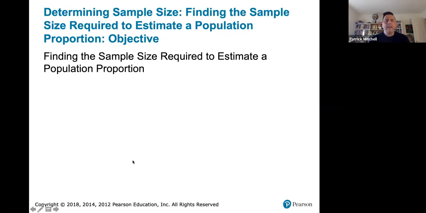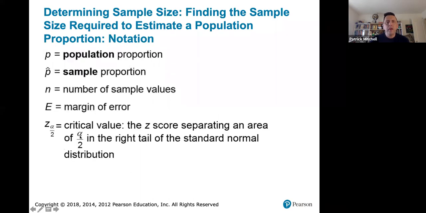All right. And now that brings us to finding the sample size required to estimate a population proportion with a given margin of error. So remember at the beginning, I said, suppose you wanted your poll results to be accurate to within 2%. Here's how you do that. First, you need notation again.